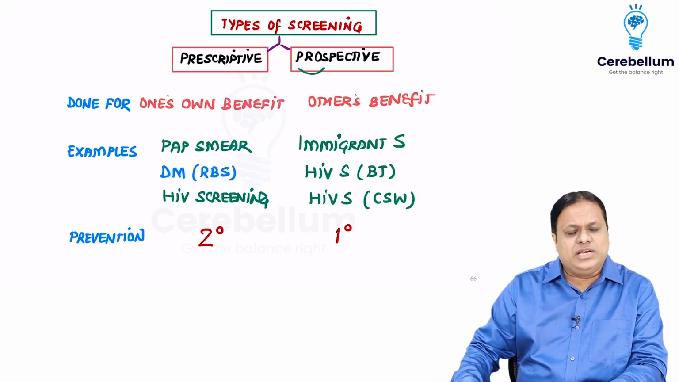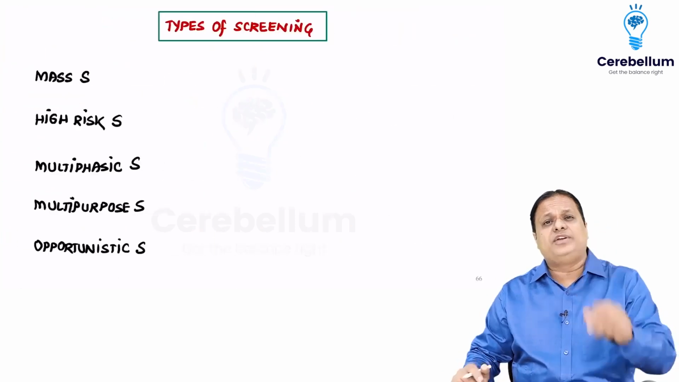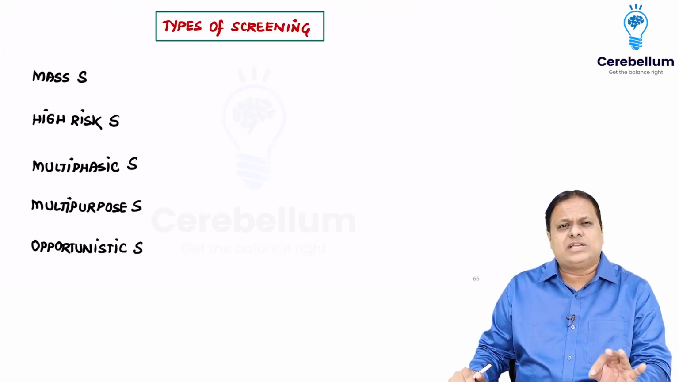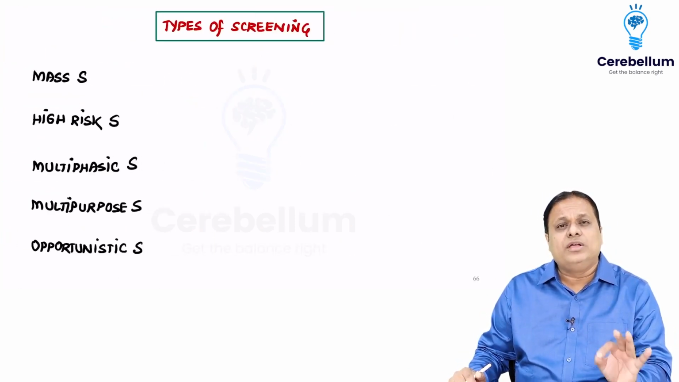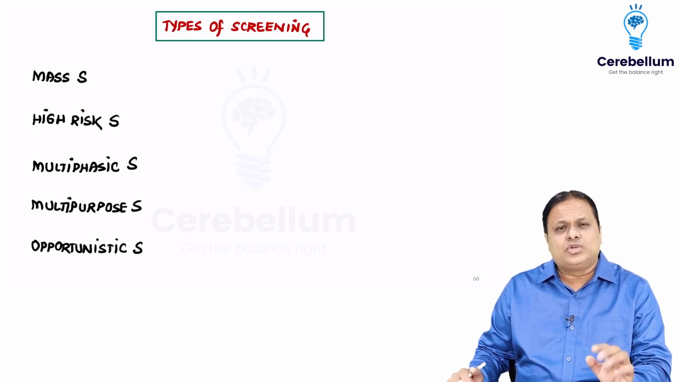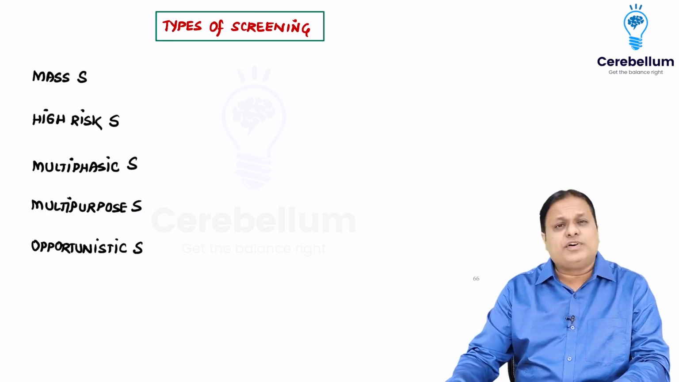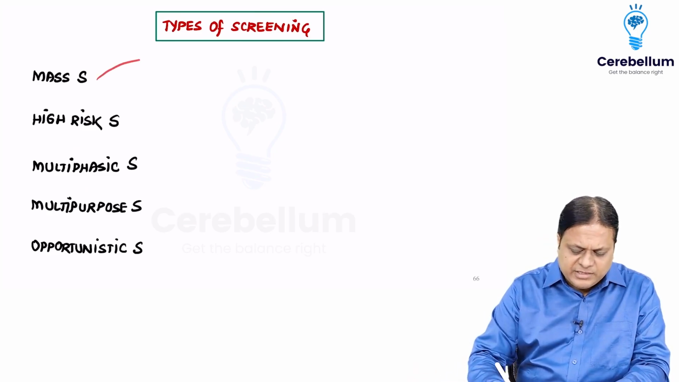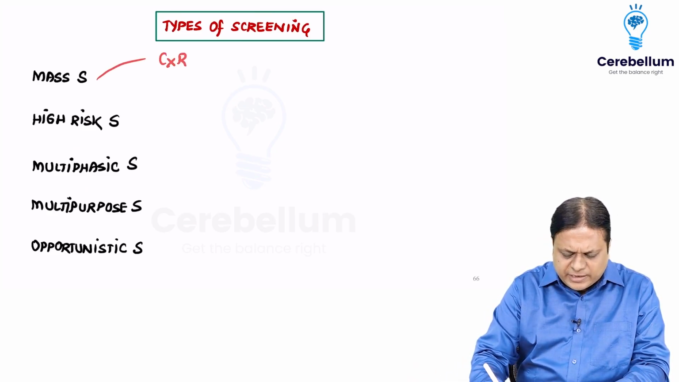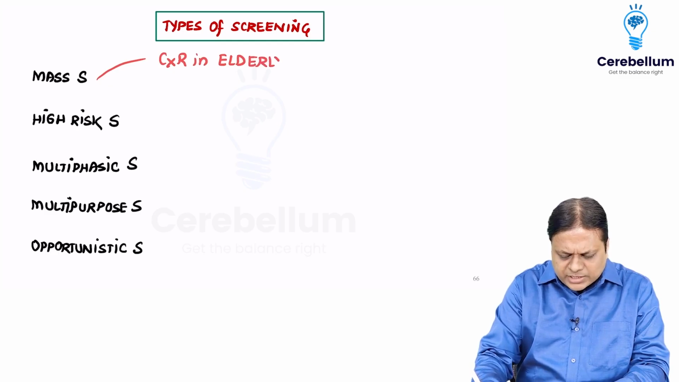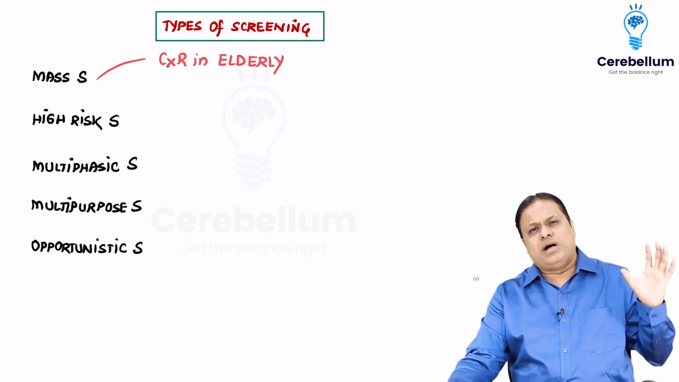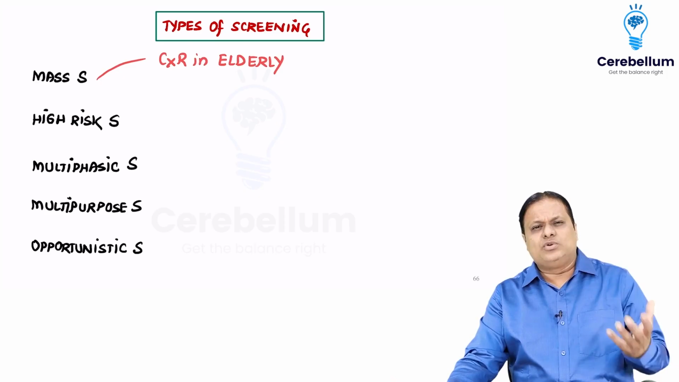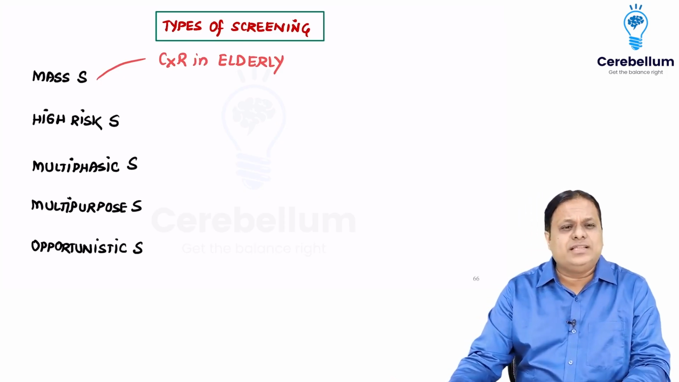Second classification of screening divides it into 5 different subtypes. A question was asked, annual health checkup is a type of multiphasic screening. So let us look at these one by one. We first look at mass screening, like chest X-ray in elderly. So it is applied to larger populations, so mass populations. So this is a good screening test for lung cancer in the country.